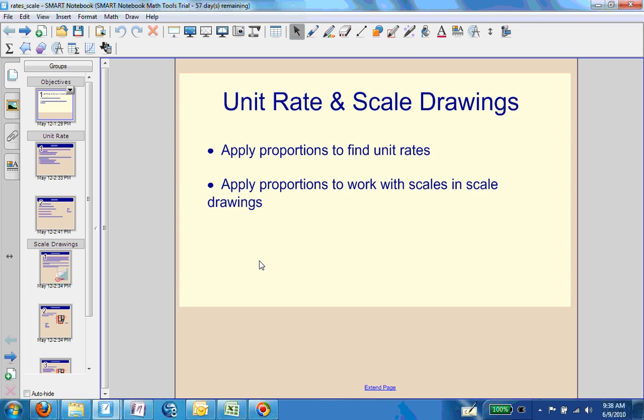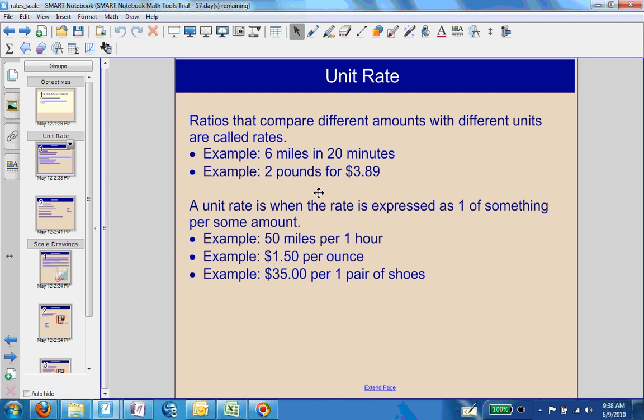In this section, we're going to talk about unit rate and scale drawings. First, let's talk about unit rate. A unit rate is where we have a ratio that compares different amounts with different units. So, for example, we might talk about 6 miles in 20 minutes. So we're comparing miles to minutes.